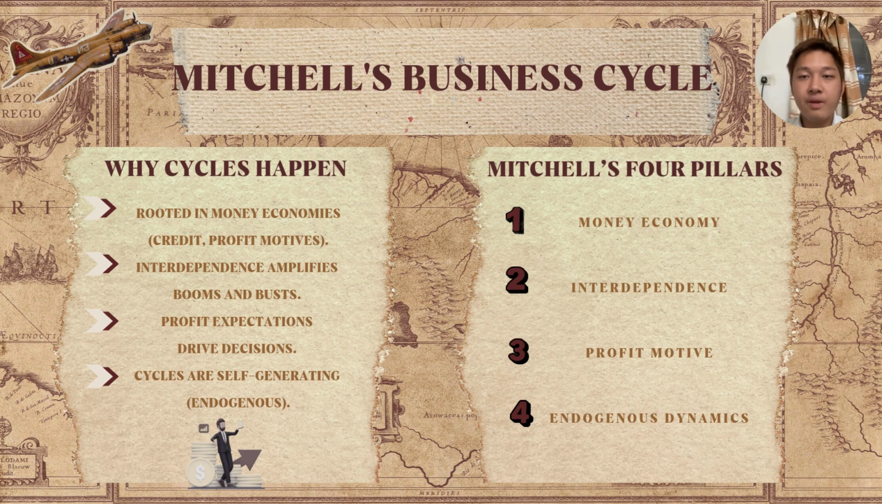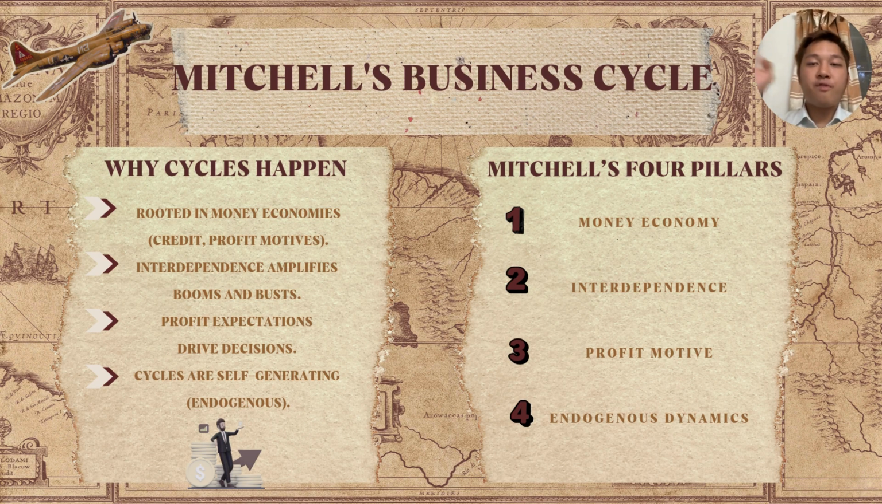So why do cycles happen? Mitchell gives us four key answers. First, cycles only exist in money economies, societies where everything revolves around making and spending money. Second, interdependence means a shock in one sector like housing or banking spreads everywhere. Third, profit expectations drive decisions. Businesses invest when they smell future profit. And finally, cycles are self-generating. Each phase, boom, crisis, depression, revival, creates the next. No external shocks required. It's like a feedback loop built into the system.